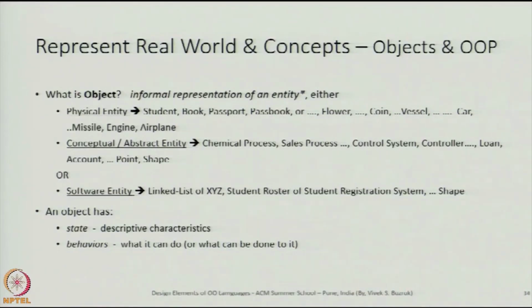the programming. So what is an object? An object is an informal representation of an entity, which can be a physical entity, conceptual entity, or software entity. Okay, and an object has a state, and there is a behavior, what it can do basically. Okay, we all know about it, right?